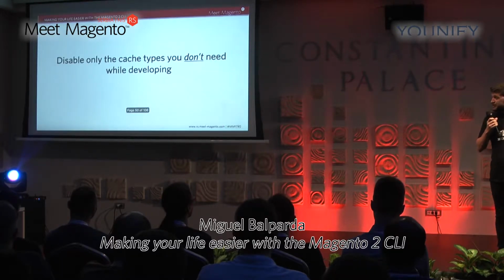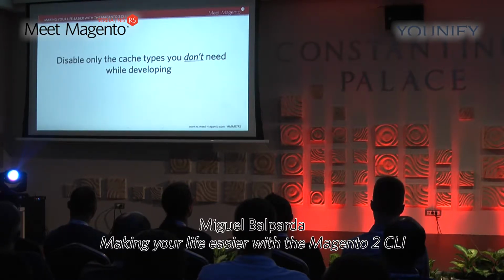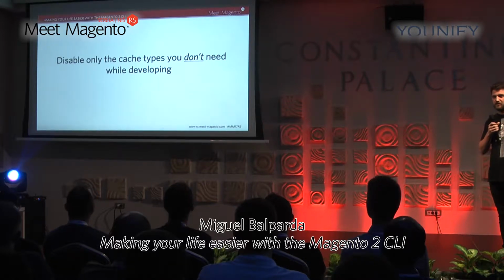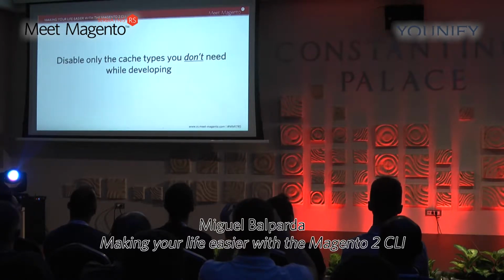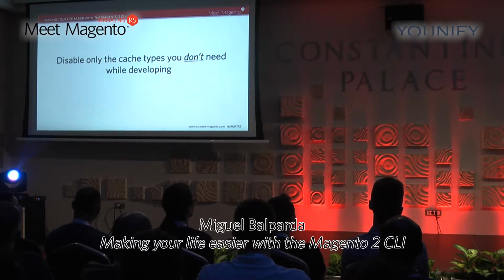I got this advice not long ago from GC, from Gyreo. It's actually quite interesting, and quite smart too. Just disable the cache types you don't need while developing. Let's say you are developing some front-end stuff or some translation stuff, leave all the other caches enabled. That will speed up your development environment a lot, and you will see your changes immediately.